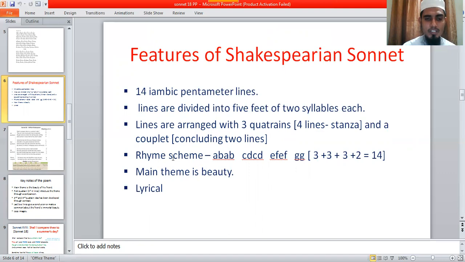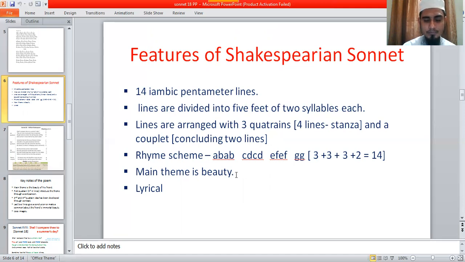What is the rhyme scheme of the Shakespearean sonnet? This is very important for you. Next I will discuss what a rhyme scheme is. The rhyme scheme is A B A B, C D C D, E F E F, G G. Here you can find three parts, three stanzas of four lines each, and the last two lines G G. So 3 times 4 plus 2 equals 14 lines. In this way his poems are divided, and this is the rhyme scheme of the Shakespearean sonnet. So the main theme is beauty.